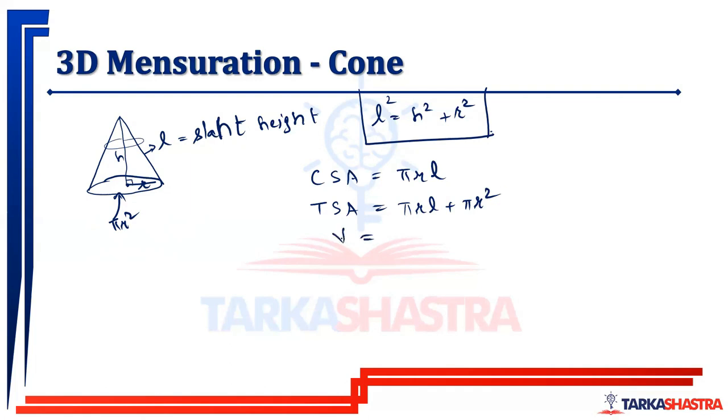Volume of the cone is 1/3 pi r square h.